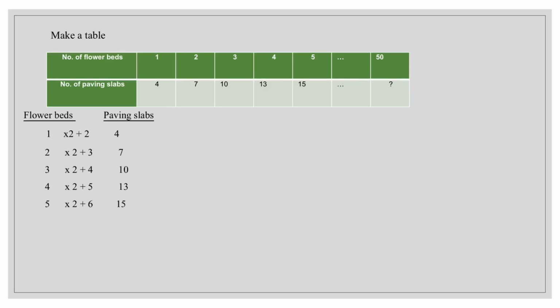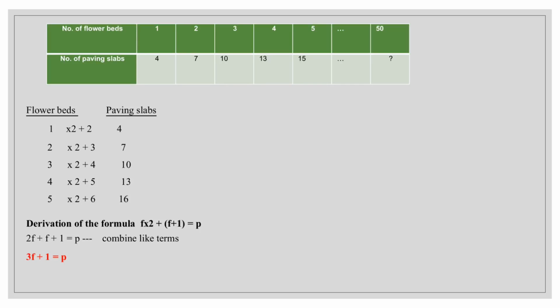So, meron ulit tayo ditong relationship between flower beds and paving slabs. So, mapapansin natin dito, nag-multiply tayo ng 2. So, kung ano yung minultiply natin sa unang number of beds, ganun din yung minultiply natin sa mga sumunod na number of flower beds. So, nag-add tayo ng 2 sa unang flower bed para makuha yung 4 paving slabs. And sa pangalawang flower bed, nag-add tayo ng 3 para makuha yung 7. At sa sumunod, 4 para makuha yung 10. At sa sumunod, 5 para makuha yung 13. At sa sumunod ay nag-add tayo ng plus 6 para makuha yung 16.